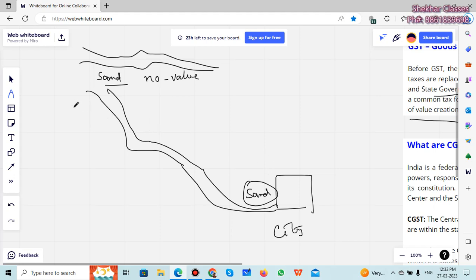So maybe a person A who brought it from this place to this place has added value to it, because now it has a certain cost. Maybe he can pay say 20,000 rupees for that entire truck of sand. Okay, so fine, this is the value addition. It doesn't have any value over here, but once it is carried and transported to the city, the value has been added.